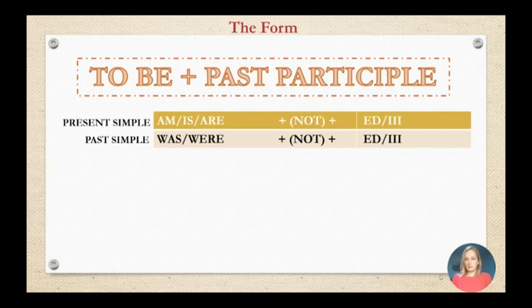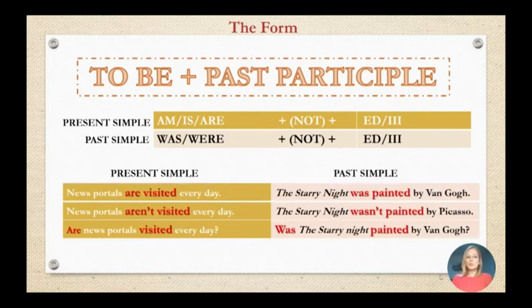What's the past participle? Verbs in English could be regular or irregular verbs. If the verb is regular, we just add ed, and if the verb is irregular, we use its third form, or commonly known as the third column. So let's see examples in the present and past simple. News portals are visited every day. If we want to say it negative, we would say news portals aren't visited every day. And if we make a question, then we start with the verb to be. Are news portals visited every day?